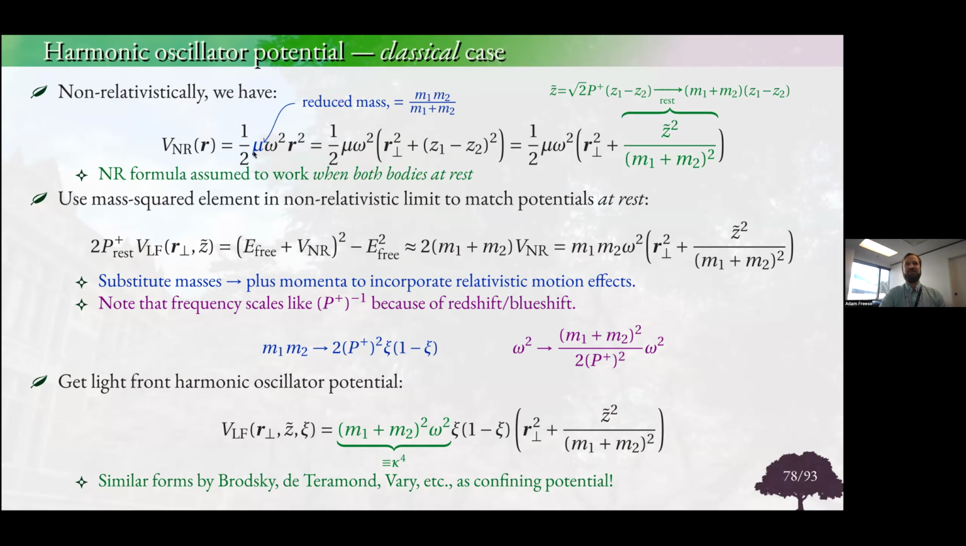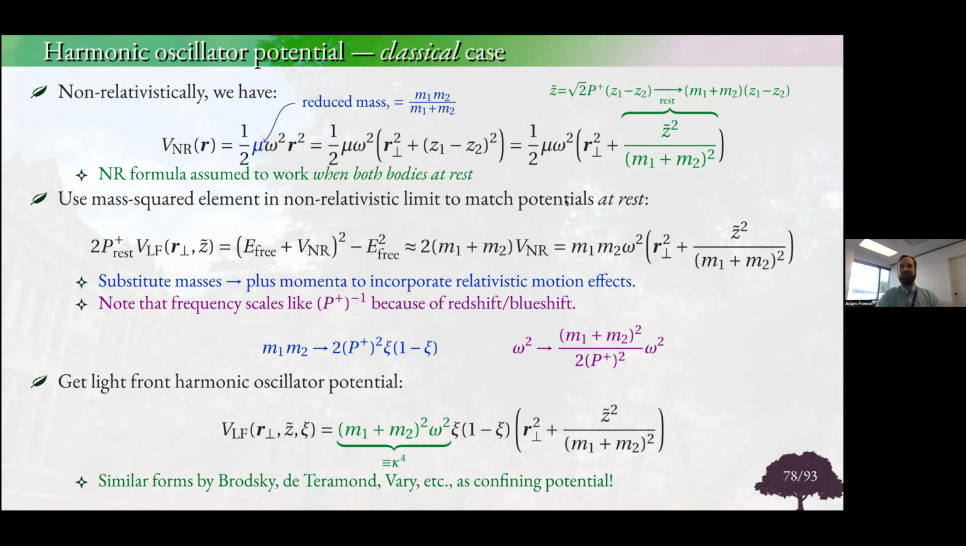Non-relativistically, you have two bodies that form a harmonic oscillator. They're attached by a spring or something. The non-relativistic potential will be 1/2 mu omega squared times the separation squared. Mu here is the reduced mass. If we want to write it in terms of light front variables, first we need to separate r squared into a transverse separation and a longitudinal separation. And then we want to rewrite the longitudinal separation in terms of the Miller-Brodsky variable.